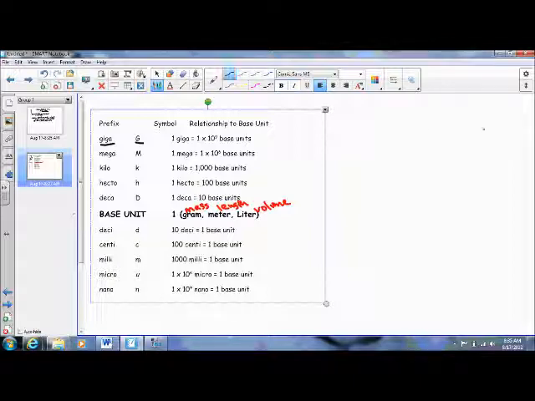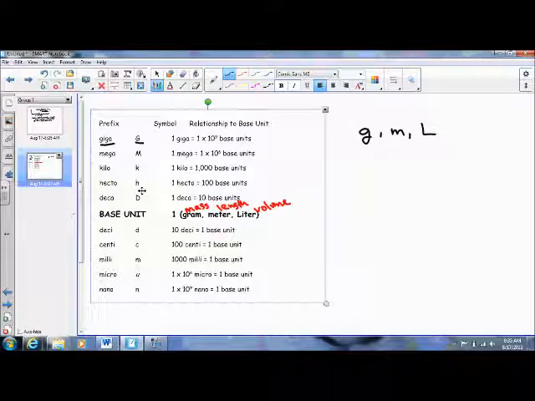Now, the letters we use for the base unit will be G for gram, M for meter, and L for liter for volume. Okay, so when you see the words base unit on the sheet, the base unit in an actual problem is going to be replaced by one of these letters. The prefix will be added to the base unit.